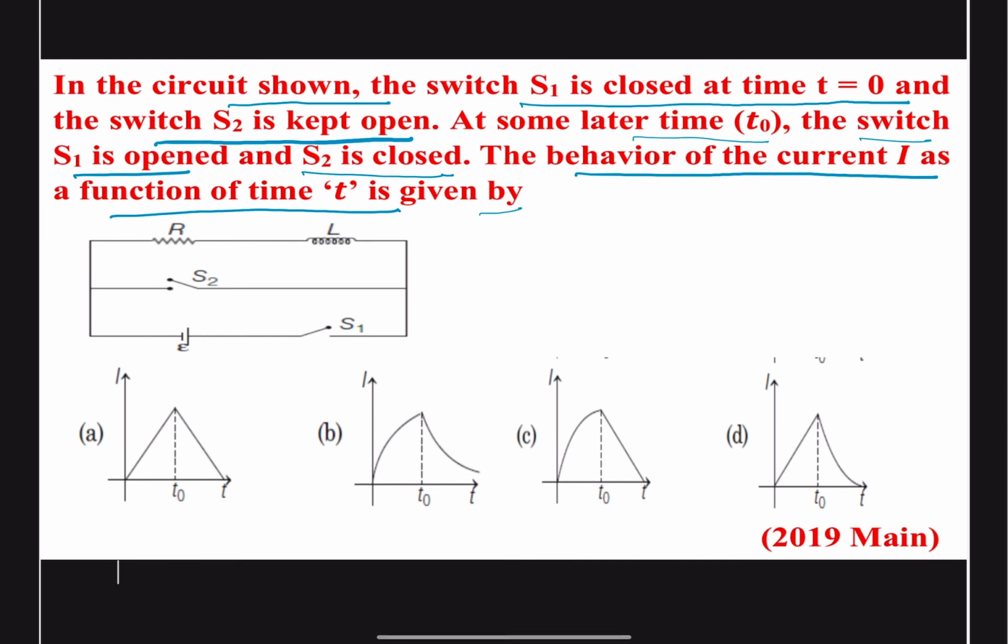So we are given an RL series circuit and we have two switches S2 and S1, and the EMF or battery source is represented as E. So we have to find out the variation of current I with respect to time t. In this case we have two cases. In the first case, S1 is closed and S2 is open, and in the second case S2 is closed and S1 is open.